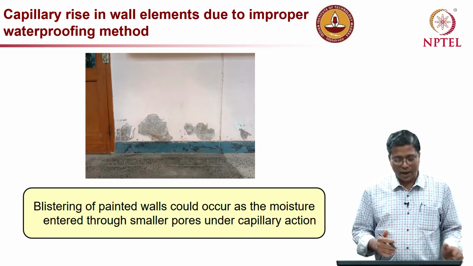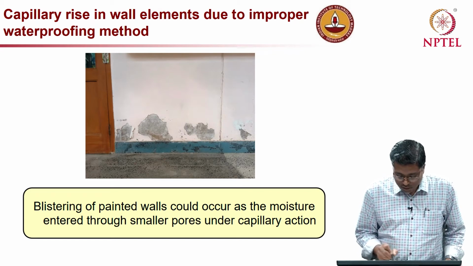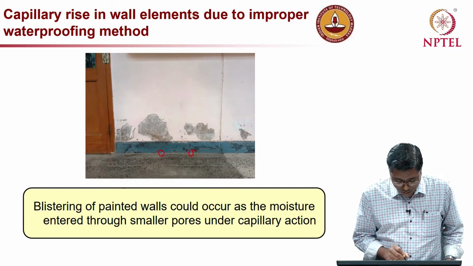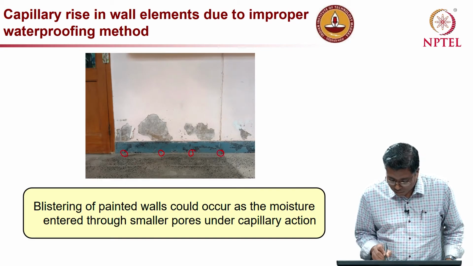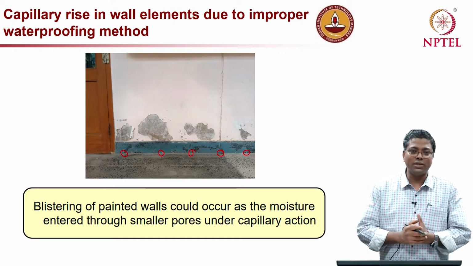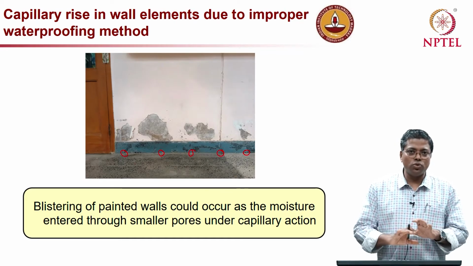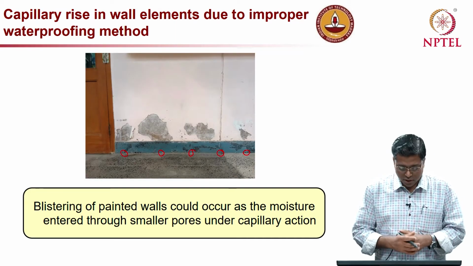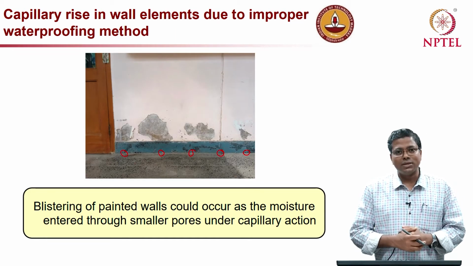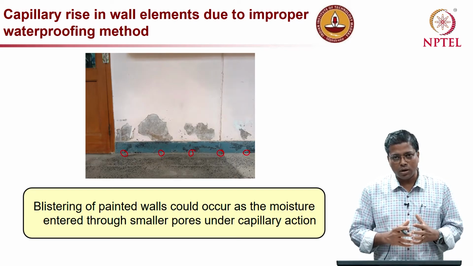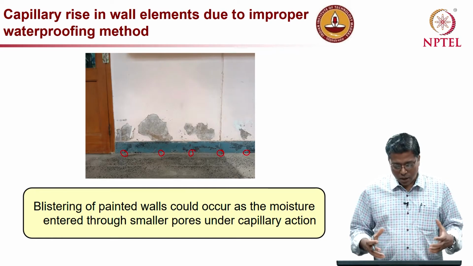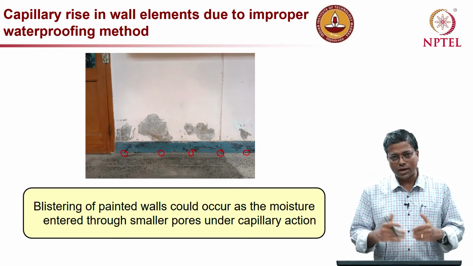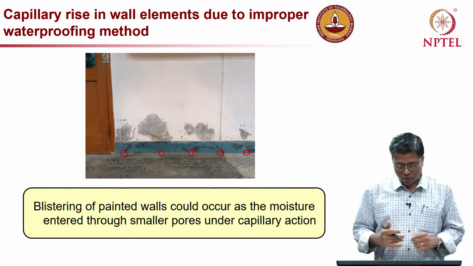But there are also other ways. Instead of providing a layer, you can see some injections which we do. Basically, the idea here is to reduce the amount of capillary pores available, and then you inject some chemical into the wall, which will fill the pore space available, so that stops the entry of water.